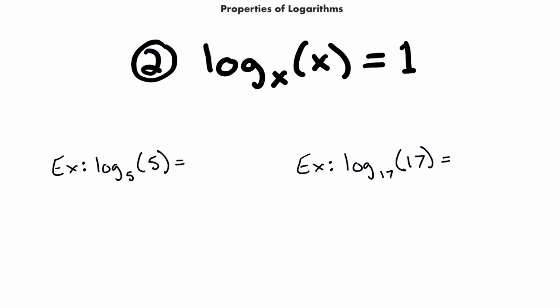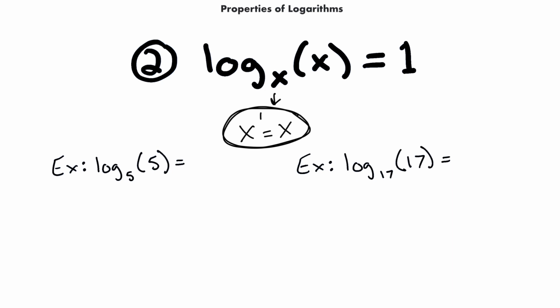Property number 2. This one we use all the dang time. This is our bread and butter. Log base x of x is equal to 1. So whenever the base of the logarithm is equal to the interior of the logarithm, it always is equal to 1. Why is that? If I rewrote that as an exponential, that is saying x to the first power is always equal to x. Anything to the first power is equal to itself. So that logarithmic property is the same thing as this exponential property.